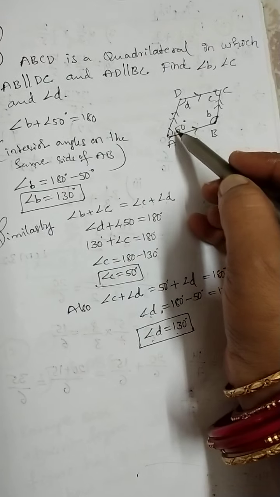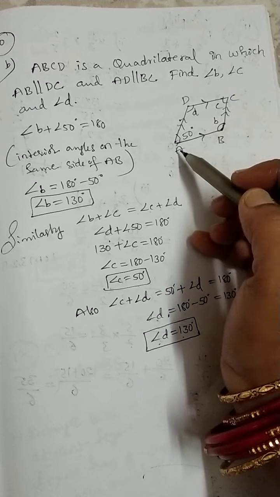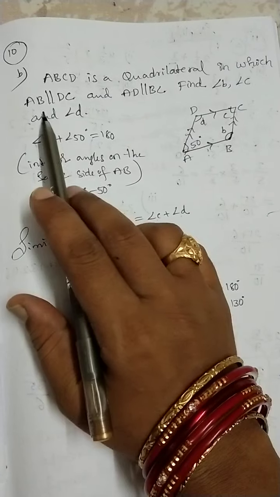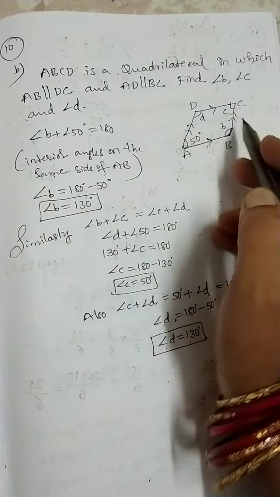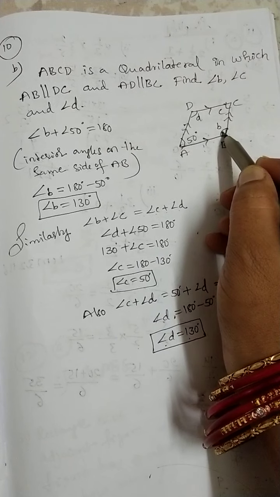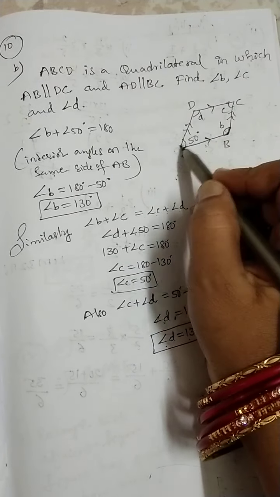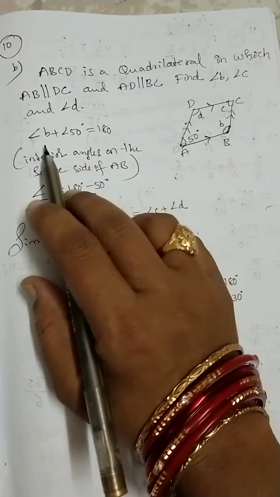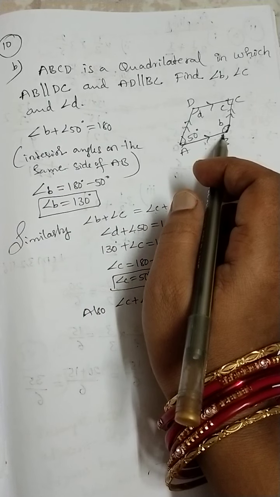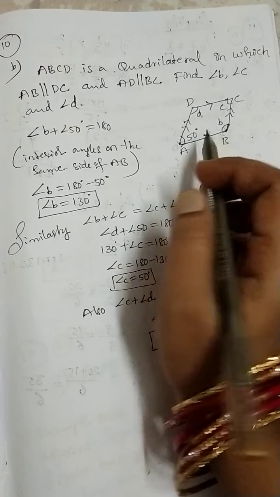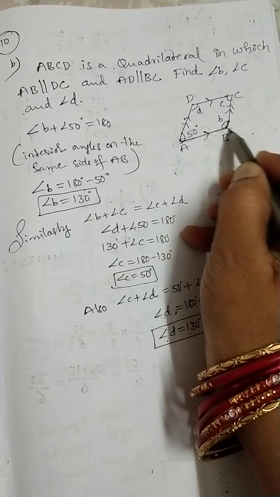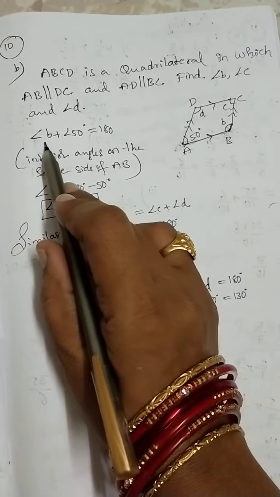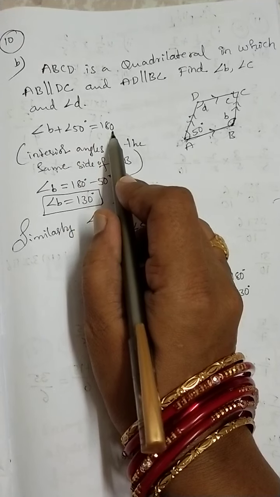See here, this is the given figure, quadrilateral ABCD. These two are parallel, these two are parallel. We should take angle B, see angle B plus 50. In a quadrilateral, adjacent angles sum should be 180 degrees. Now these two are adjacent angles because they have a common side. So angle B plus 50 is equal to 180 degrees.